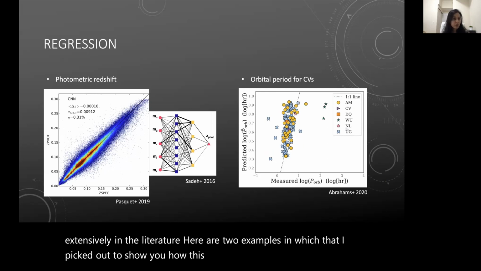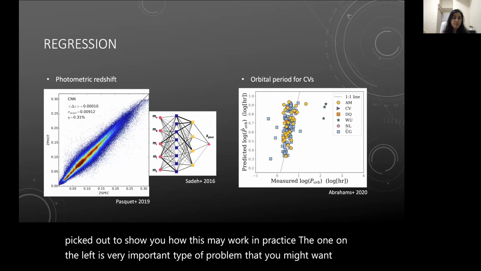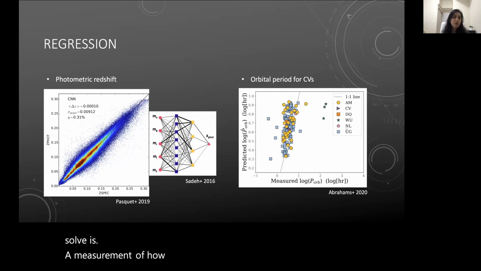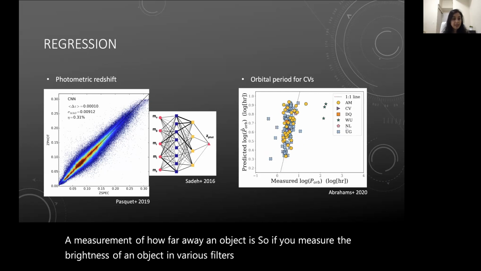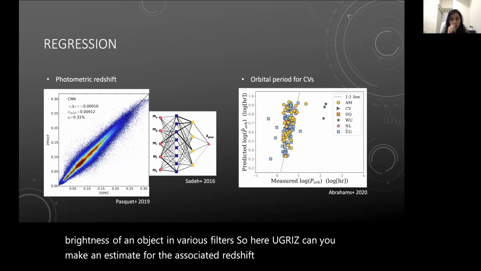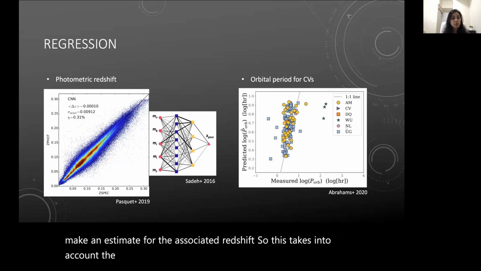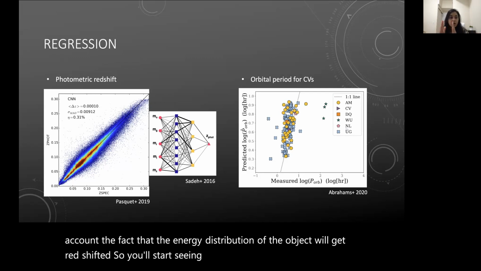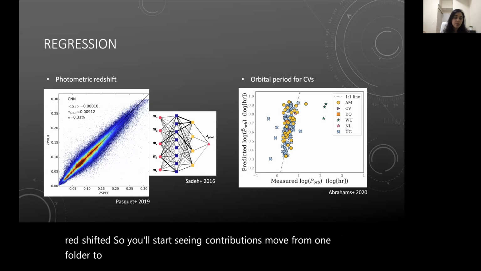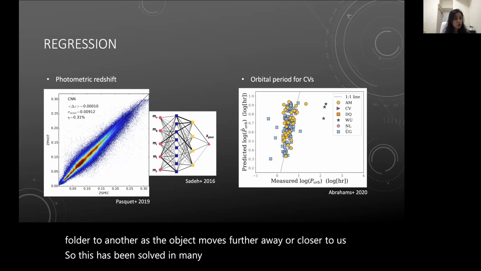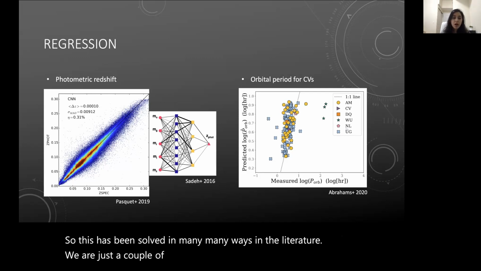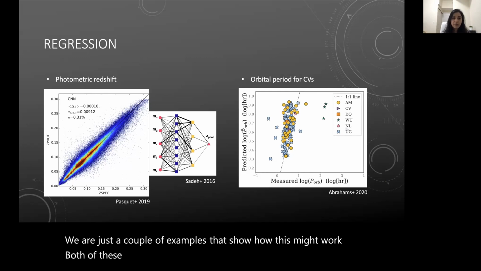The one on the left is a very important type of problem that you might want to solve, which is a measurement of how far away an object is. If you measure the brightness of an object in various filters, here UGRIZ, can you make an estimate for the associated redshift? This takes into account the fact that the energy distribution of the object will get redshifted. You'll start seeing contributions move from one filter to another as the object moves further away or closer to us. This has been solved in many ways in the literature. Here are just a couple of examples that show how this might work. Both of these are using convolutional neural networks.